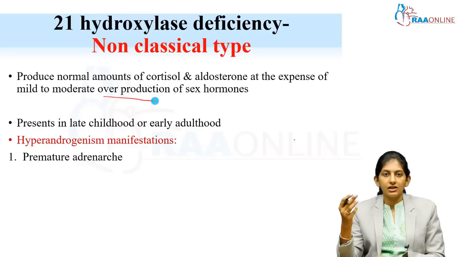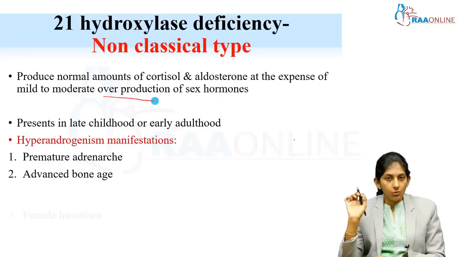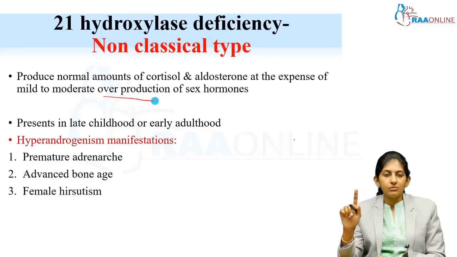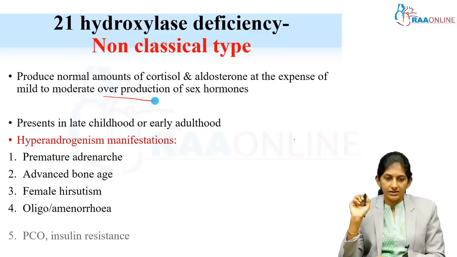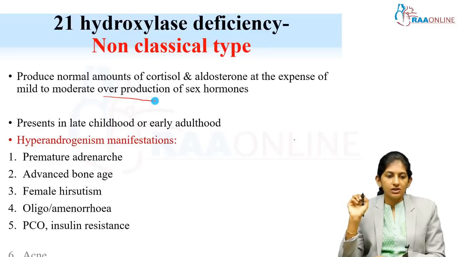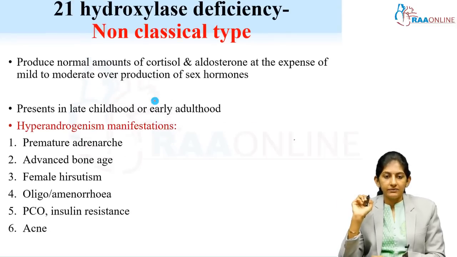Okay, so premature adrenarche: pubic hair and axillary hair will come very early, say 8 years in girls and 9 years in boys. Before that, if it is coming, it is premature adrenarche. Advanced bone age can be there. In females, because of the adrenarche, it can cause hirsutism, acne, etc., and menstrual irregularities can be there. PCO, insulin resistance, etc. So these are the hyperandrogenism manifestations.